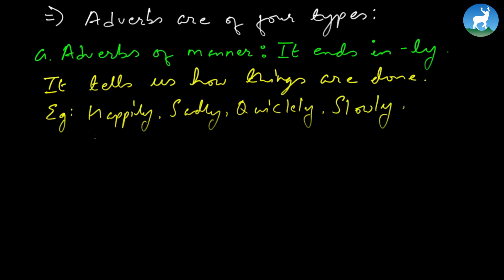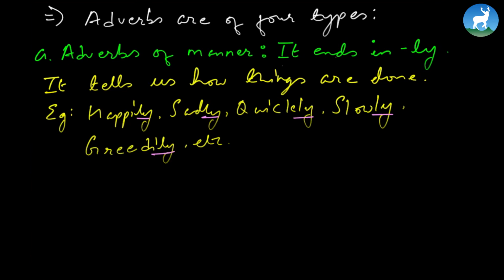It could also be greedily, let's say, G-R-E-E-D-I-L-Y, greedily, etc. See, they're all adverbs of manner. It tells us how things are done. Oh, he did the homework happily. He happily welcomed the visitor. See, ends in ly. Don't forget that. That's quickly, slowly, greedily. So that's one of the types of adverb.